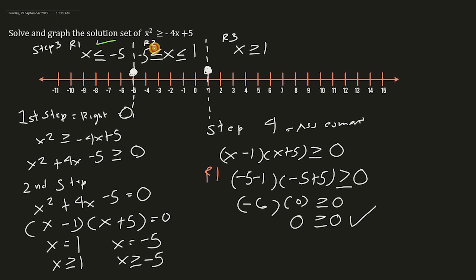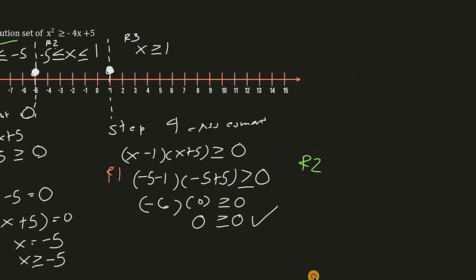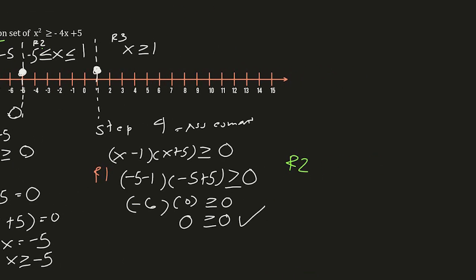Okay, i-test naman na natin itong next region na to. Region 2. Okay, let's test region 2. Okay, same process. Kopyahin natin yung substitute natin sa region 2. Maghanap tayo ng kahit anong value dito. Para mas madali, I will choose 0, syempre, para mas madaling substitute natin.